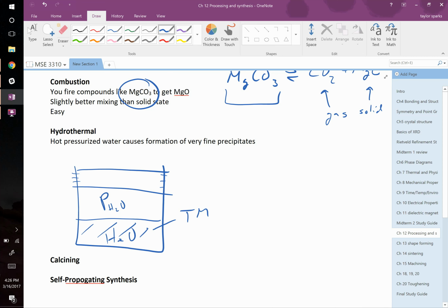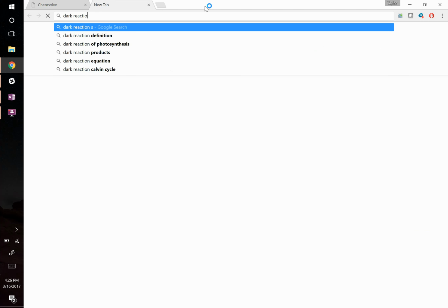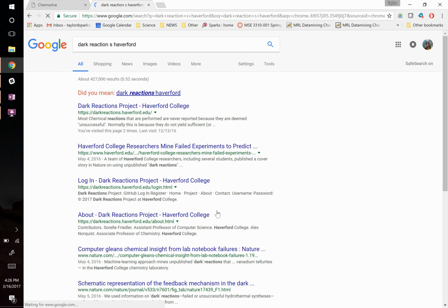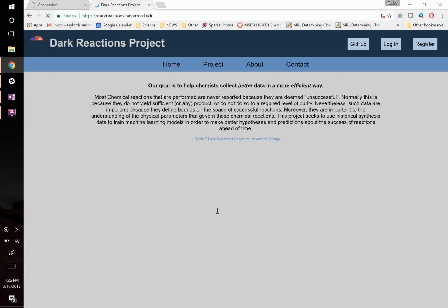A lot of work has been done here. Something called the Dark Reactions Project at Haverford College. They do a lot of work on this, where they've shown basically all sorts of different mixtures that you put together. If you go here, it'll tell you whether or not what comes out is going to be forming single crystals or powders or lots of different things, right? So you can read more about it here. It's an interesting project.